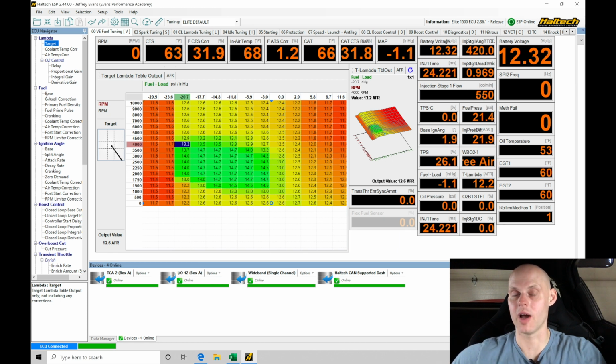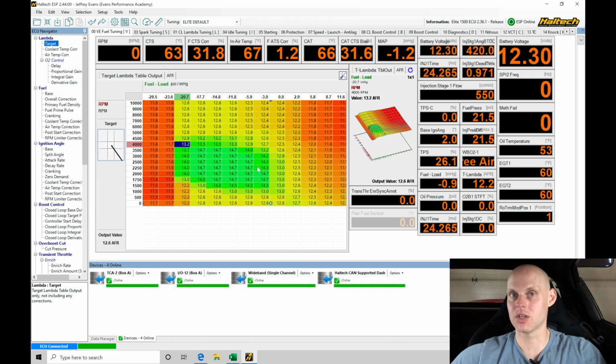It's going to look at our actual wideband, look at the target air fuel coming from our table here, seeing how far they're off, and then trying to adjust the injector pulse width, or how much fuel we're delivering, to get us to the target. So we want them to match. That's our goal. So we need to go and program this table so it makes sense.